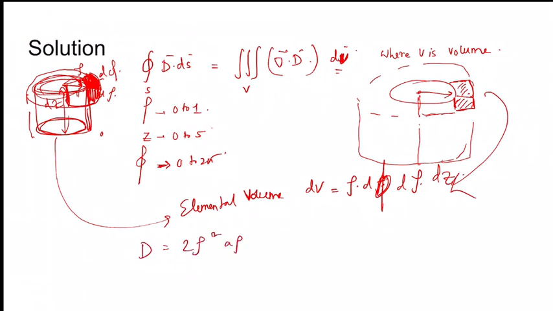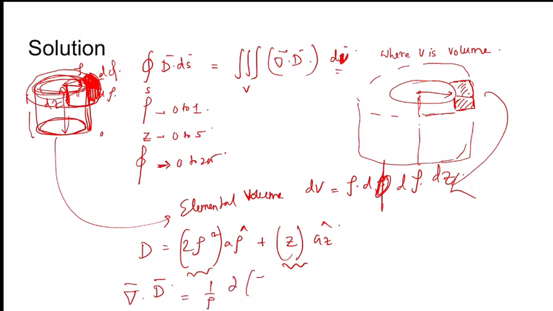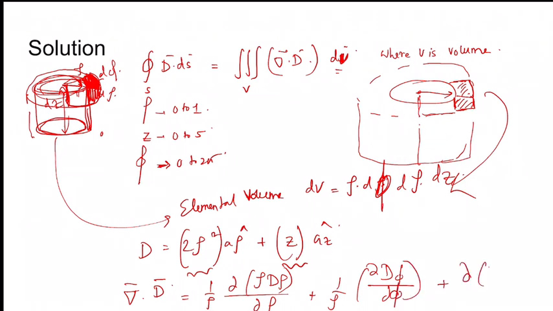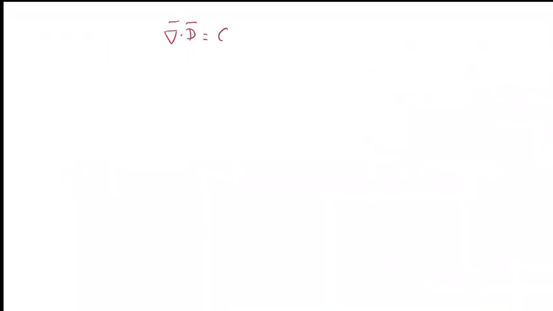D is given as 2 rho square a rho cap plus z az cap. These are the rho and z components. Now the divergence of D is to be determined, where divergence of D is 1 by rho d(rho D rho)/d rho plus 1 by rho d of the phi component with respect to phi, and then the z component with respect to dz. Hence divergence of D is coming out as 6 rho plus 1.